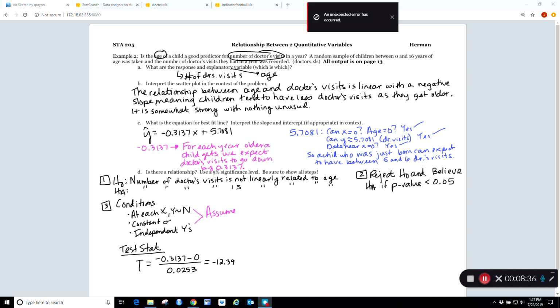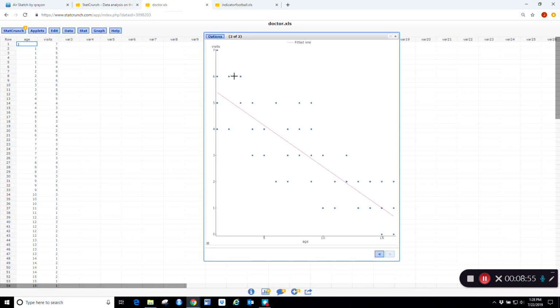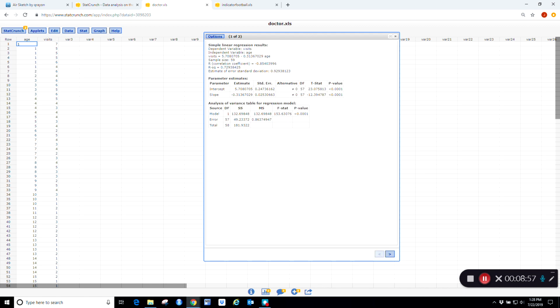All right, next we're calculating our test statistic. So we need our value of slope, which was our negative 0.3137. Again, this minus 0 is coming from the idea of no relationship, saying that we'd have a slope of 0 to begin with. Then that 0.0253 is coming from our StatCrunch output. It is our standard error that's associated with slope. And then notice after I did that math, I got that negative 12.39. And our next step, we're going to be pulling off this p-value, keeping in mind that we're pulling off the same one that's attached to slope.